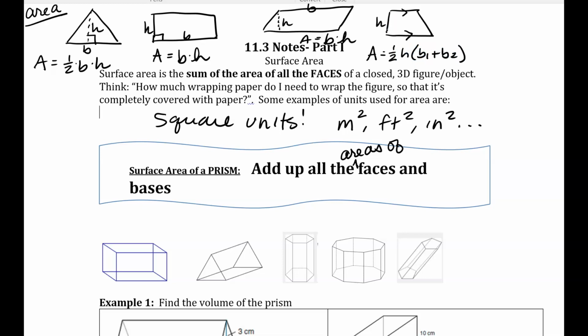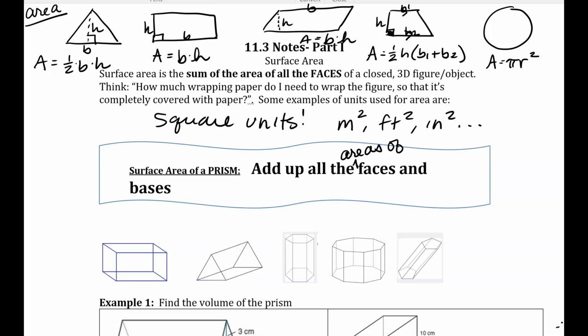So this is the height. It's perpendicular to one of the bases. So we've got base 1 and base 2. And then we've got a circle. The area is pi r squared. And I think that pretty much covers most of them. If I'm missing any, I'll come back and add to it later.